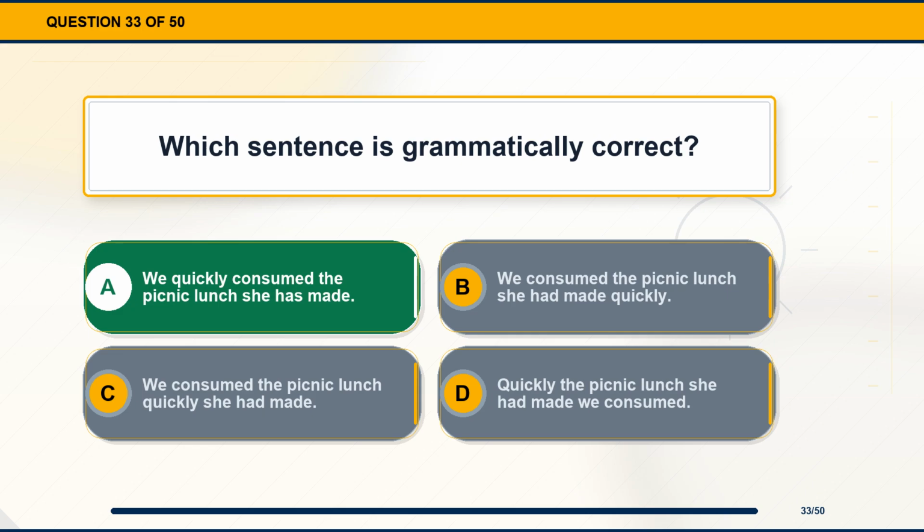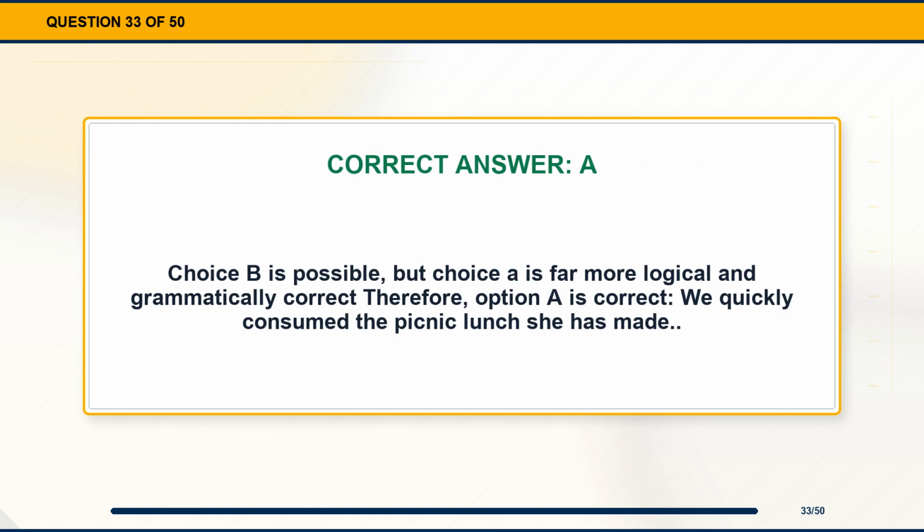The correct answer is option A, we quickly consumed the picnic lunch she has made. Explanation. Choice B is possible, but choice A is far more logical and grammatically correct, therefore, option A is correct, we quickly consumed the picnic lunch she has made.